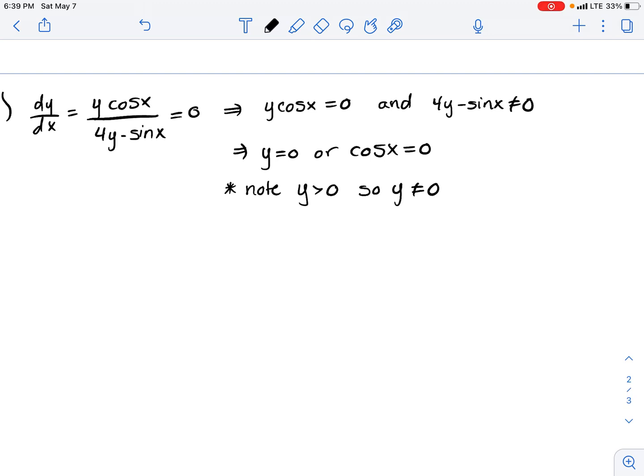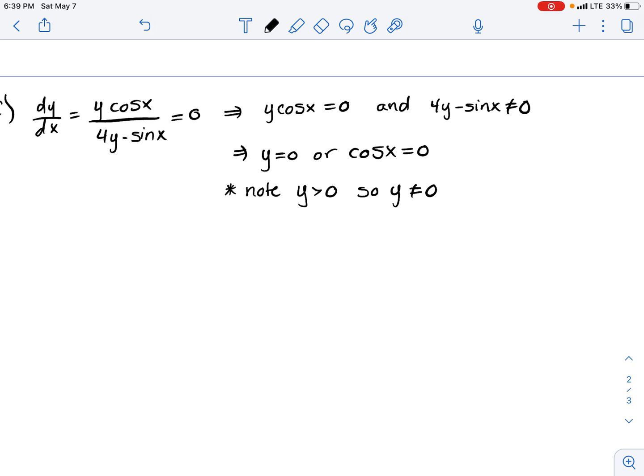And so at what value is cosine of x going to be 0 in between 0 and pi, going back to the unit circle? Well, that's going to happen at pi over 2. So x is equal to pi over 2.